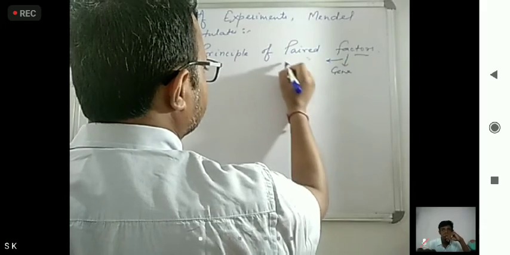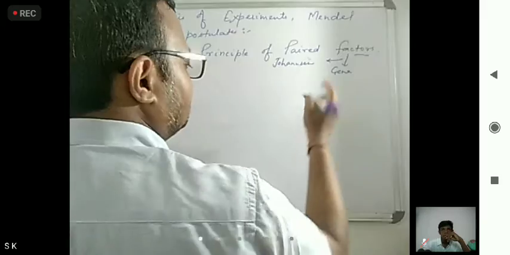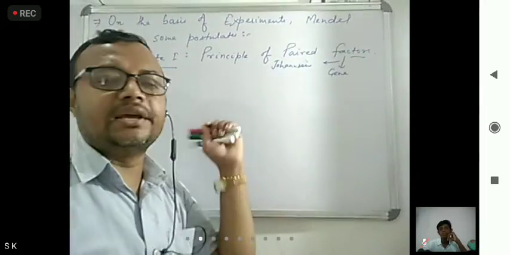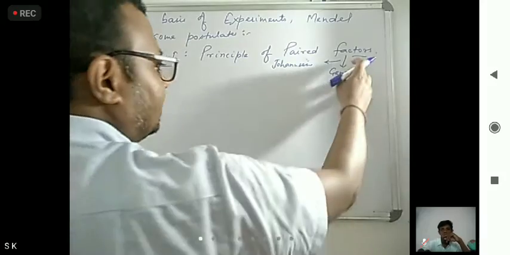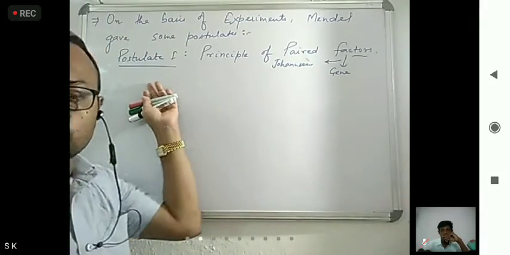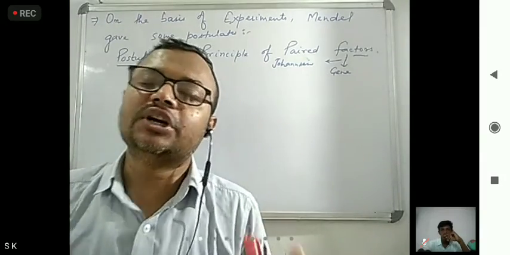By which scientist? Johansen. So the factor term was given by Mendel and the gene term was given by Johansen. Okay, that means replace factor with gene, by Johansen. So this is postulate 1. Postulate 2 was the principle of dominance.